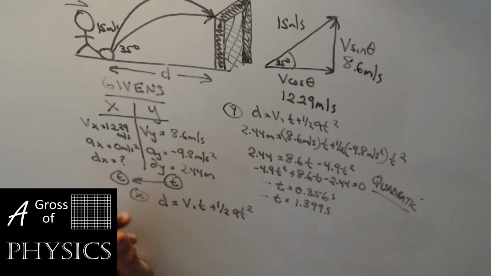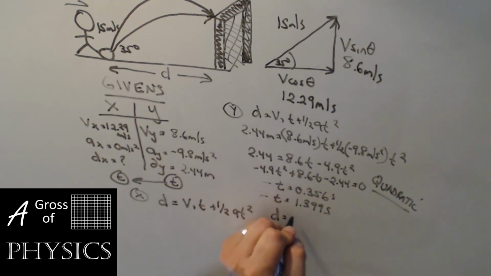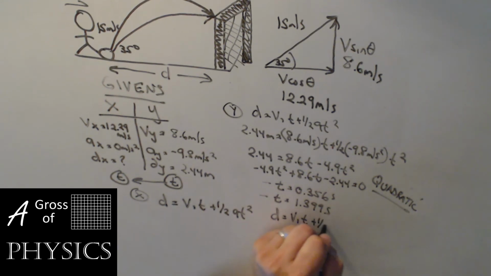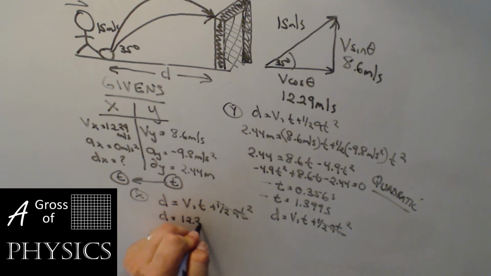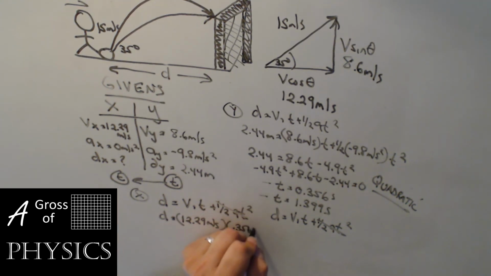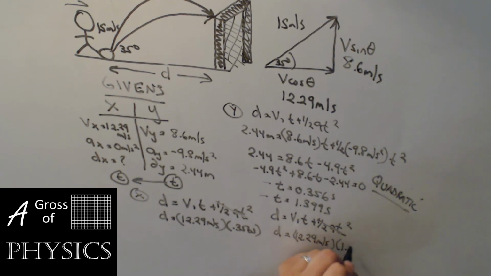So then we're going to say d equals vit plus 1/2 at squared, and this is in the x direction. And I'm going to do that twice. d equals vit plus 1/2 at squared. Now, of course, the a's cancel, so that's going to simplify it. d equals 12.29 meters per second times 0.356 seconds, and then d equals 12.29 meters per second times 1.399 seconds. So we're going to have two answers.